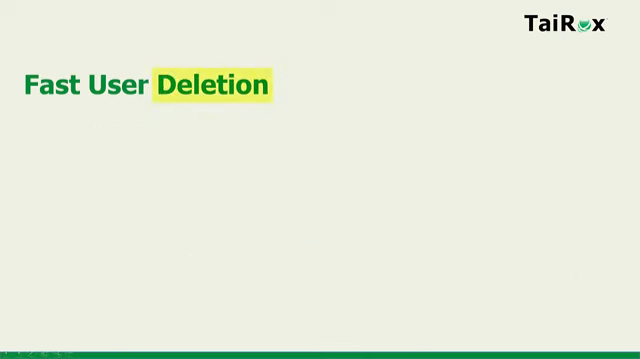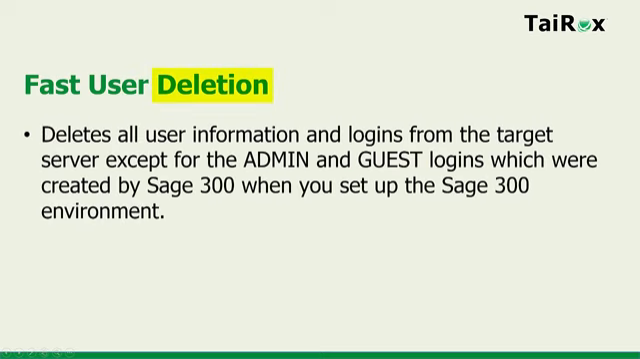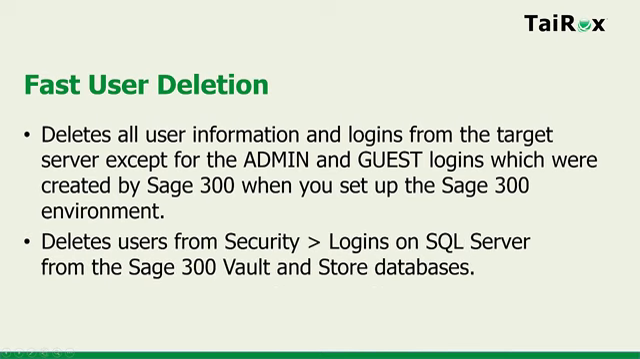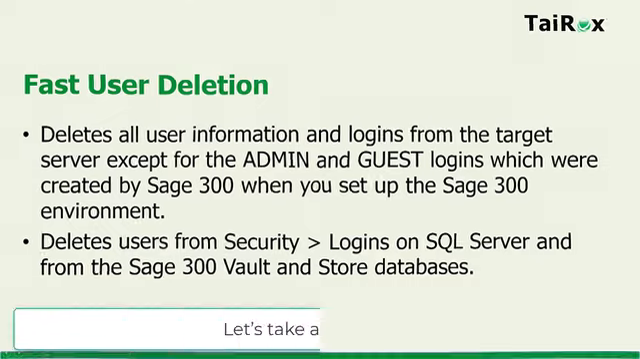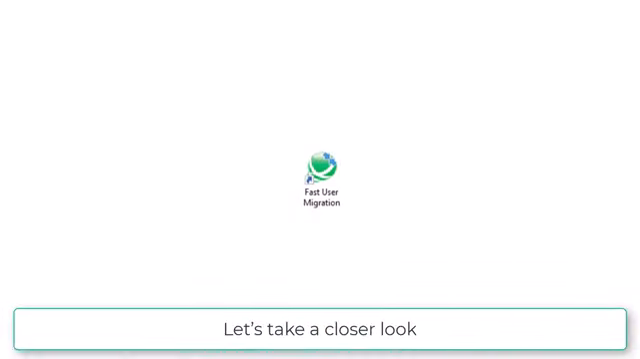Fast User Deletion deletes all user information and logins from the target server except for the admin and guest logins, which were created by Sage 300 when you set up the Sage 300 environment. It deletes users from security logins on SQL Server and from the Sage 300 Vault and Store databases. Let's take a closer look.